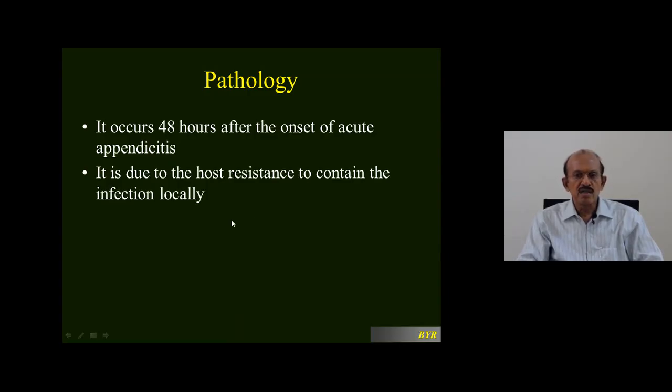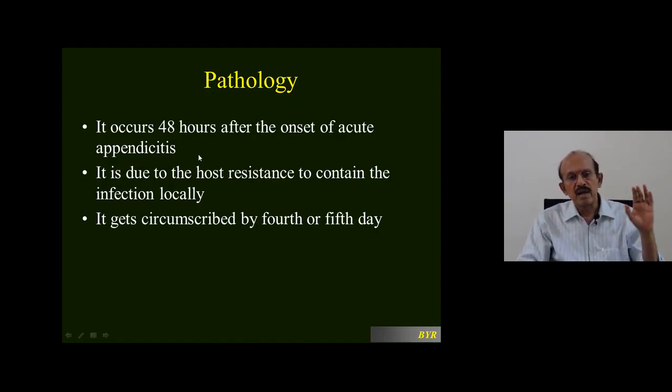It is due to the host resistance to contain the infection locally. It gets circumscribed by the 4th or 5th day. When you examine the patient at the end of the 2nd day, for example, you will find still some tenderness and some mild guarding is still there. But when you examine the same patient by the 4th or 5th day, the tenderness and guarding have decreased. So when the guarding has decreased, the abdominal wall becomes soft, and you will be able to palpate a mass. The mass is well localized by this time.